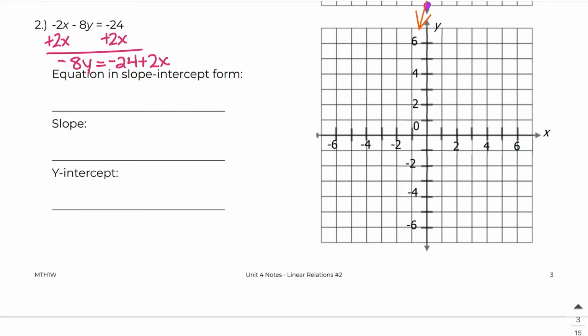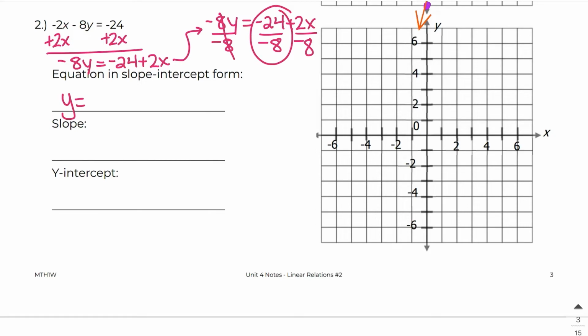Now, just a quick note, these are not like terms, so do not put them together. And then when I get to this point right here, I could divide everything through by negative 8. And I end up getting y equals, now negative 24 divided by negative 8 is a positive 3. And then 2x over negative 8 is going to be a negative value. And 2 over 8, so we'll make this negative 2 over 8, does not divide out evenly.